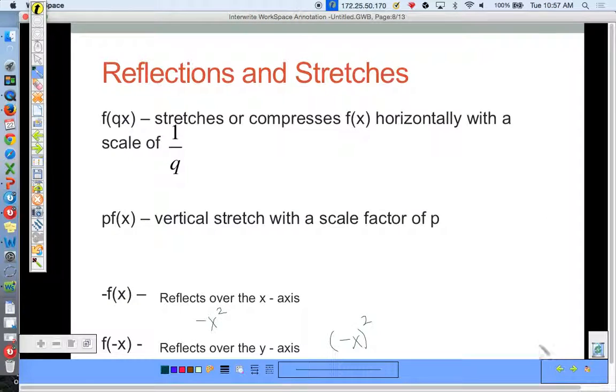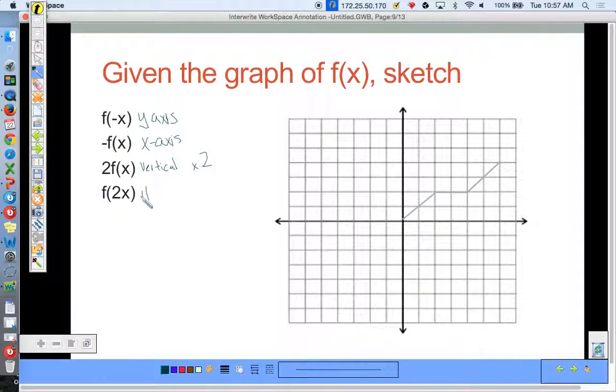And the 2 on the inside, if it's inside parentheses, it's horizontal by 1/2. So let's first start with this y-axis. So that one, this would stay here. Here's our y, so it reflects. This one's over 2, over 2, 1, 2, 3, 4, over 4, so 1, 2, 3, 4. This one must be 5. It must go up that way. So that one's pretty easy.